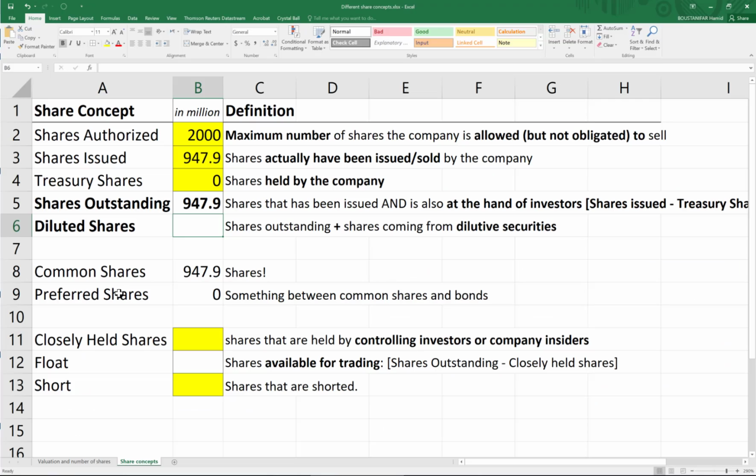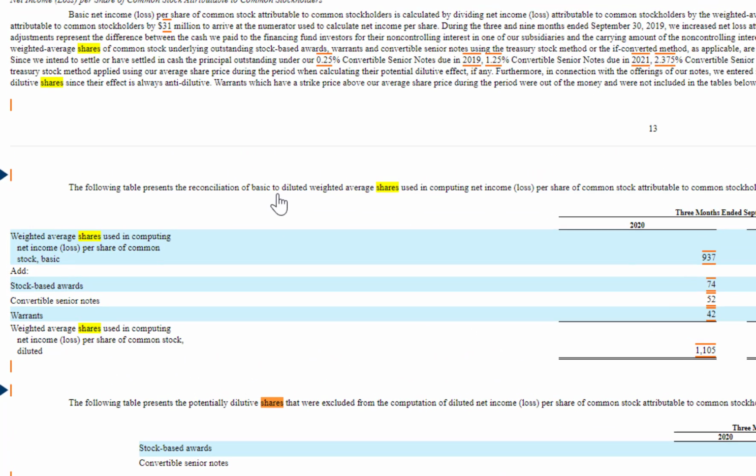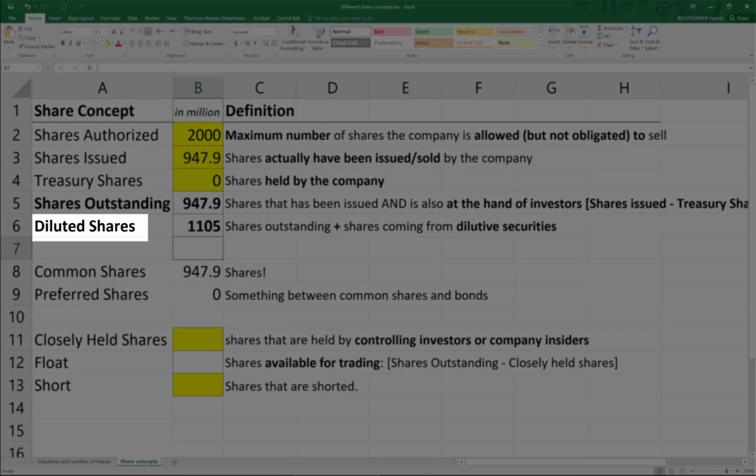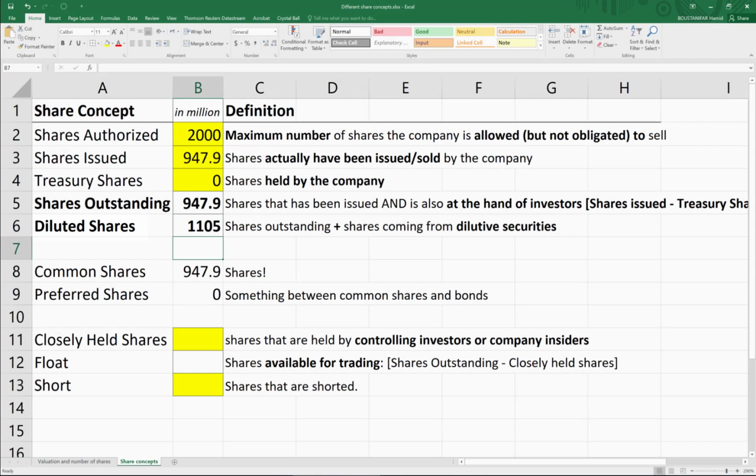So now 105, that's the diluted shares outstanding. So as you see, to compute the diluted shares, you would start with the shares outstanding, but add to it the effect of all dilutive securities. This is in fact the most relevant concept of shares when it comes to valuation and financial analysis. Again, we should always use the diluted shares in our valuation, since shares outstanding does not take into account the effect of dilutive securities. Also, note that the number we entered here is the weighted average diluted shares for the past 3 months, as we got from the company filing.